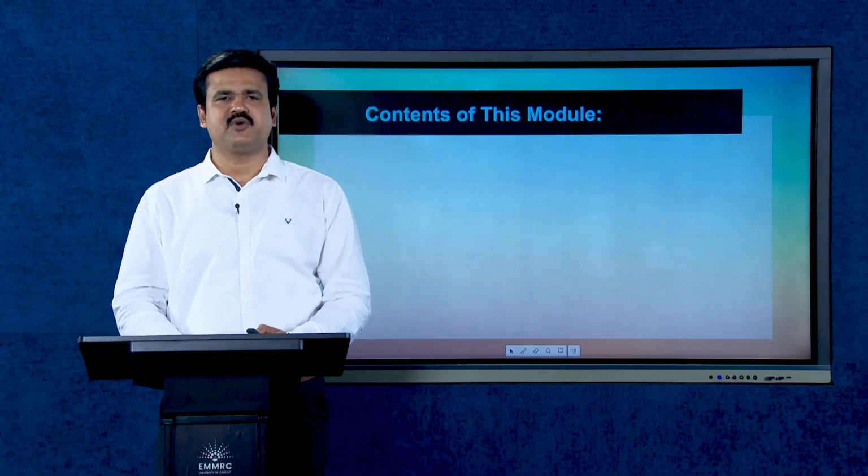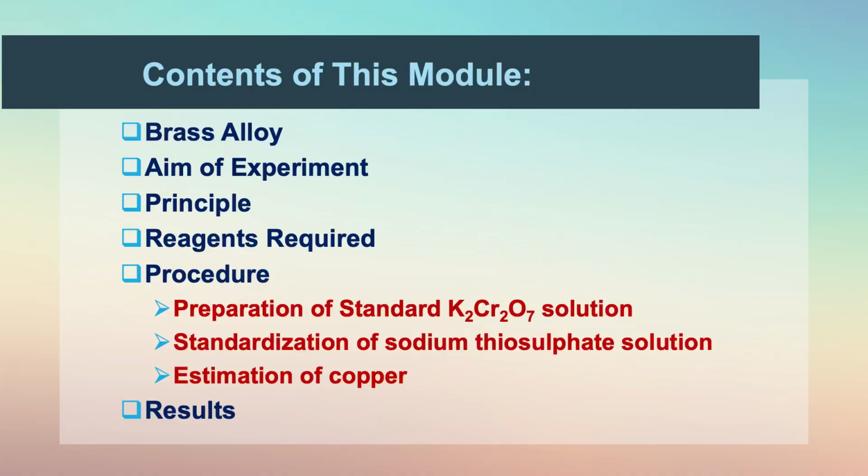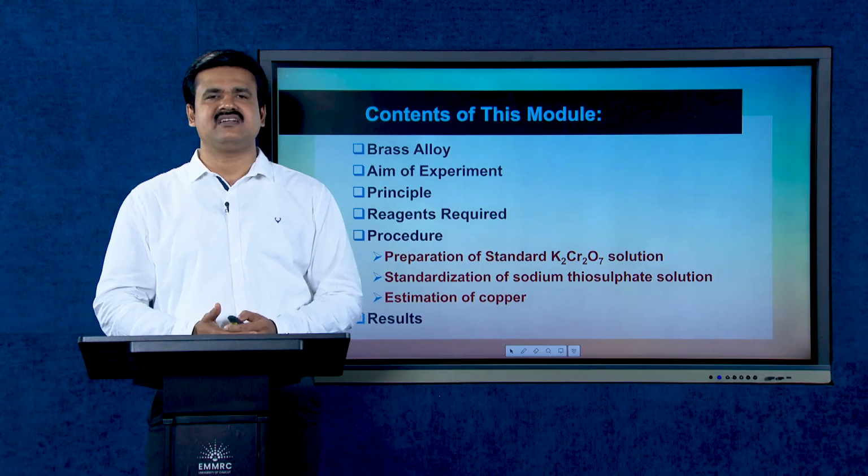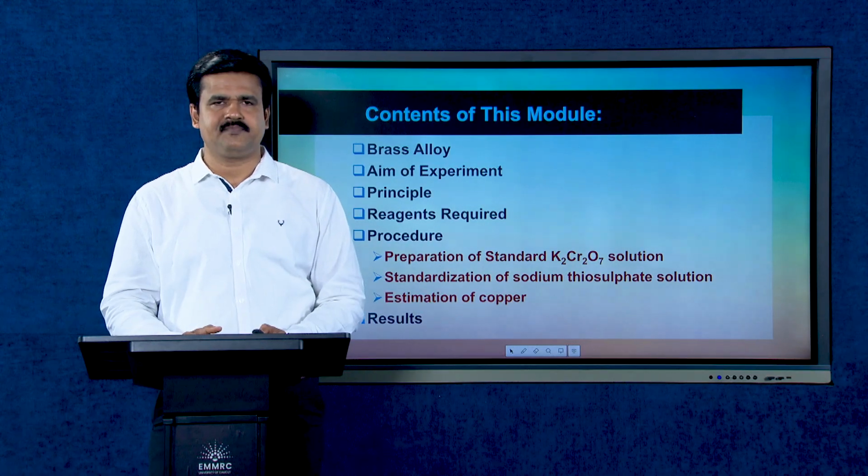The contents of this module are a description of brass alloy, aim of the present experiment, principle behind the experiment, reagents required for the experiment, and various procedures under this experiment as preparation of standard K2Cr2O7 solution, standardization of sodium thiosulfate solution, and estimation of copper. Finally, results associated with the entire experiment.